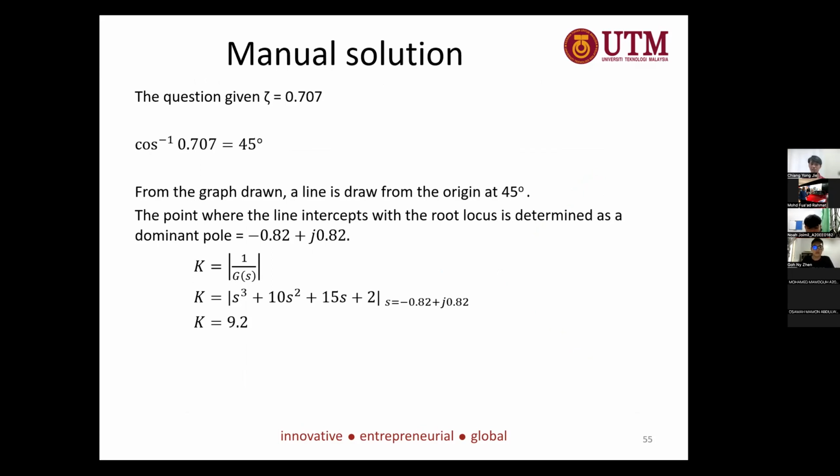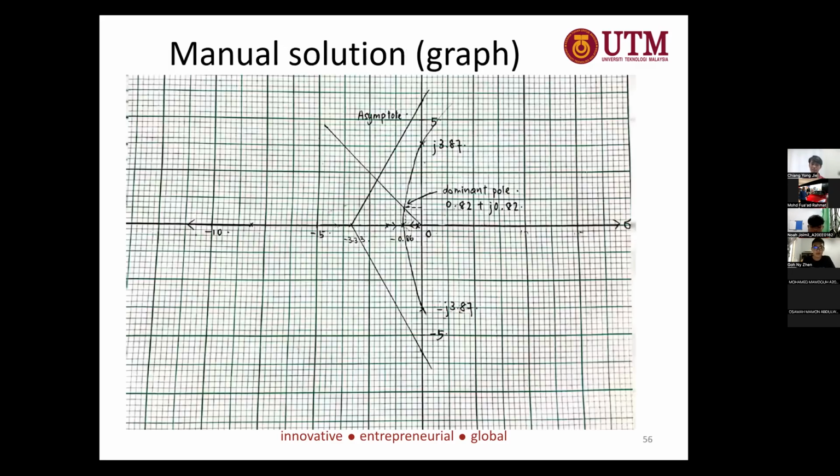Next. Given the damping ratio equal to 0.707, theta is equal to 45 degrees. From the graph drawn, a line is drawn from the origin at 45 degrees, and the point where the line intersects the root locus is determined as the dominant pole, which is this value. After obtaining this dominant pole, we substitute into the transfer function and find the k value equal to 9.2.